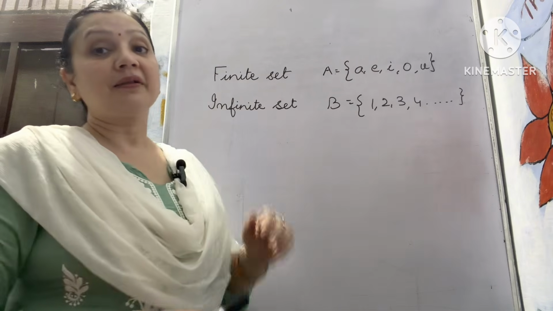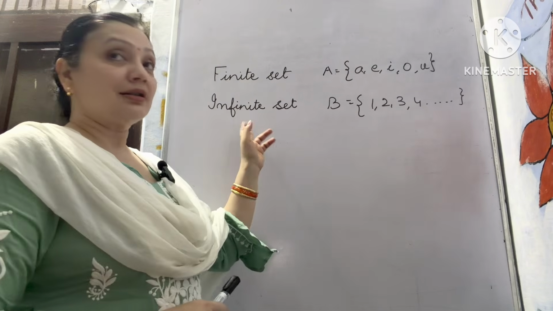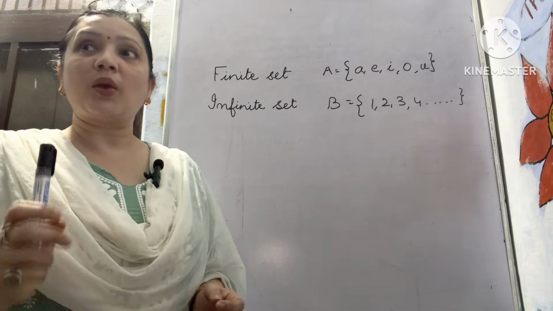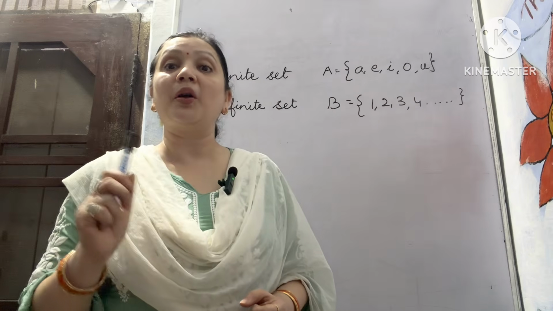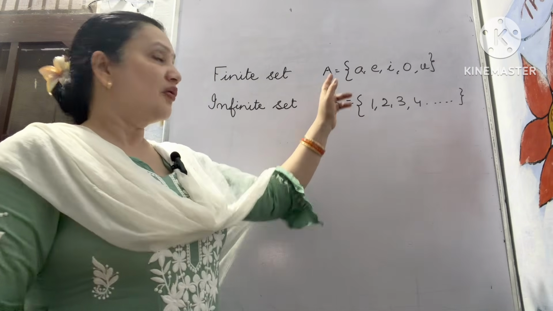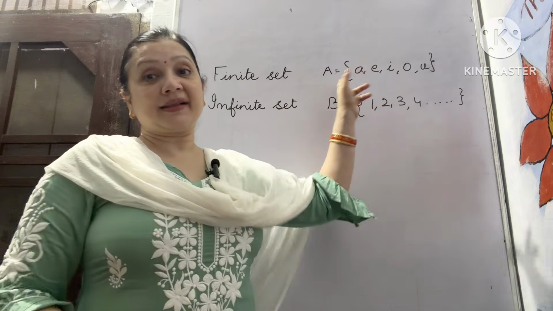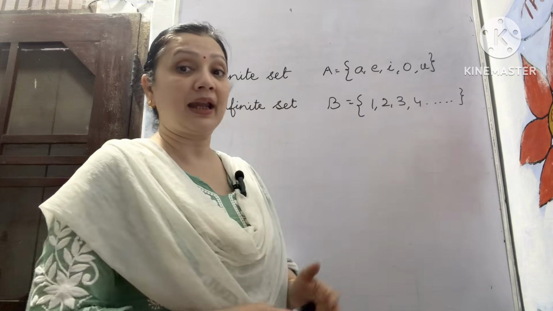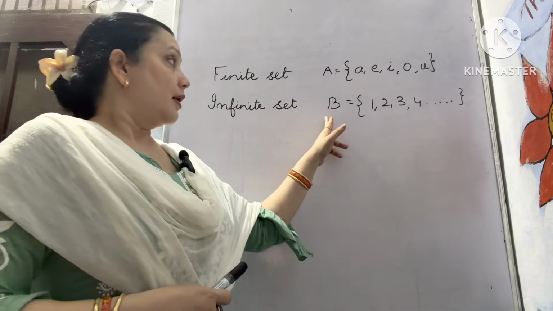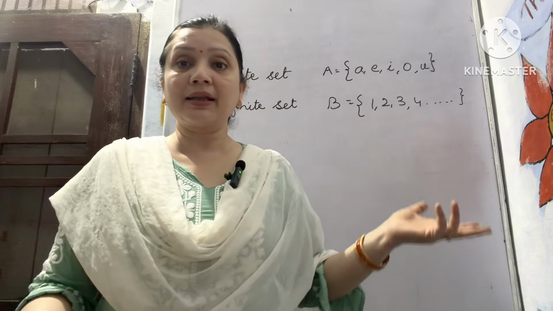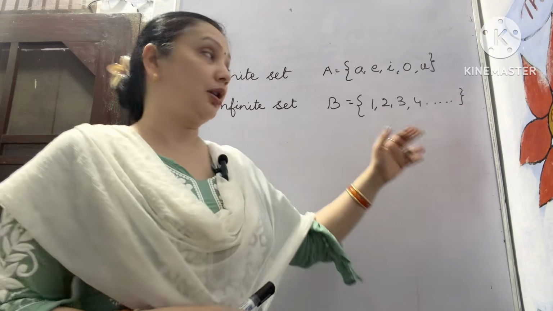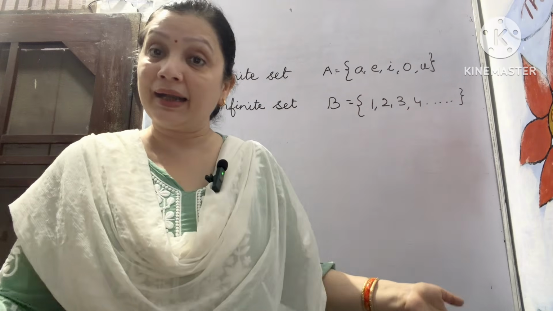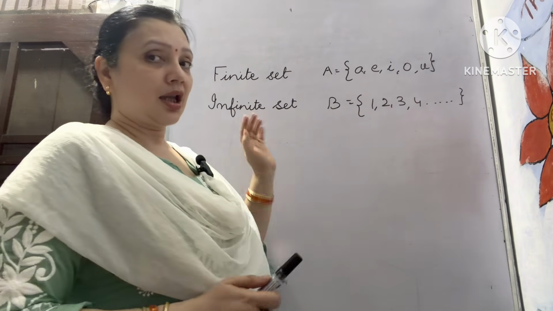The first is finite set and infinite set. Finite set is that set where we can count the number of elements in the set. For example, vowels in English alphabet. We all know there are 5 vowels, so we know how many elements are there. Infinite set, for example, I have written here natural numbers. Now they start from 1 and they go up till we don't know. They are endless. So such set is infinite set.